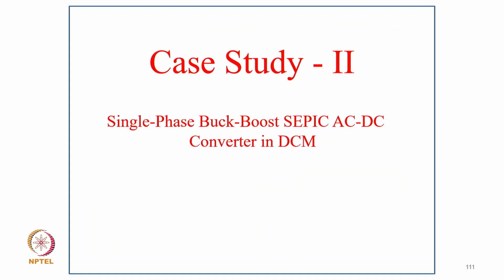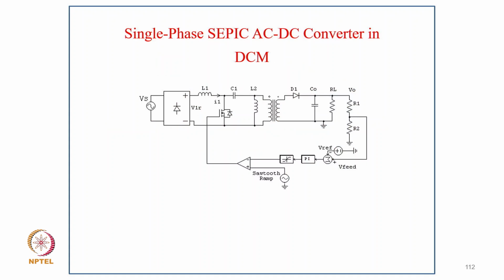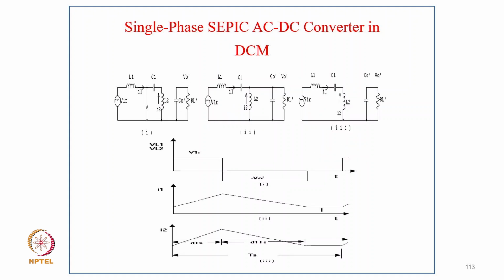Coming to case study 2, the single phase buck boost single-ended primary inductance AC/DC converter in discontinuous current mode. These are the typical circuit of the SEPIC converter. If designing for DCM, we need to sense the input voltage and input current. Only we sense the output voltage and regulate the output voltage, and that is the gate signal for the single switch in this single stage PFC converter with isolation.